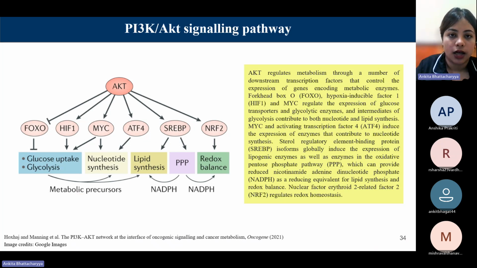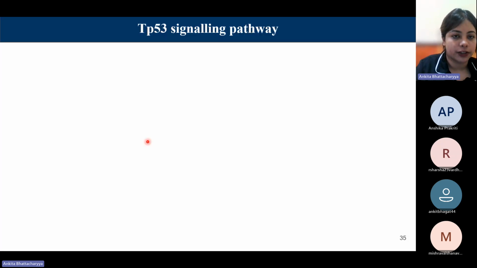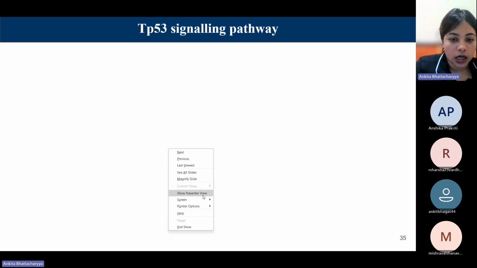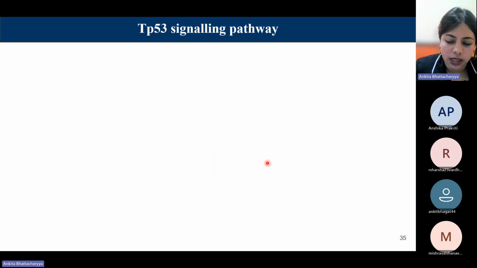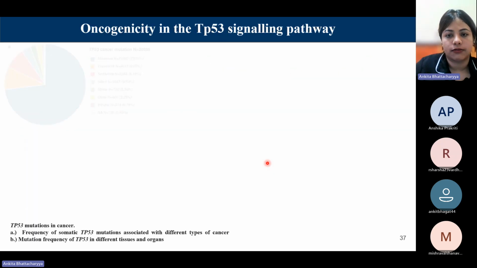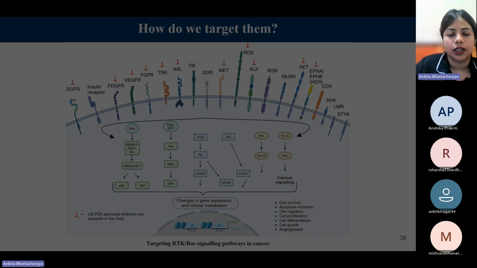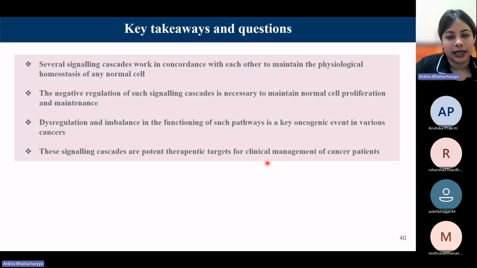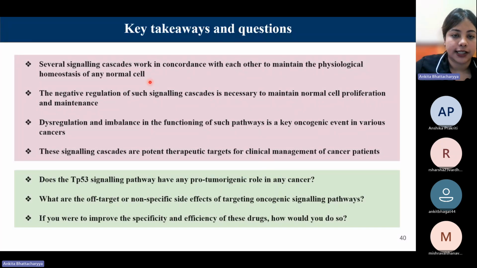So I think we'll stop it here. We'll come to the TP53 signaling pathway in the next class. Maybe I'll go to the last concluding slide for today. We had a little bit left, but it's okay. We can wrap it up in the next class.